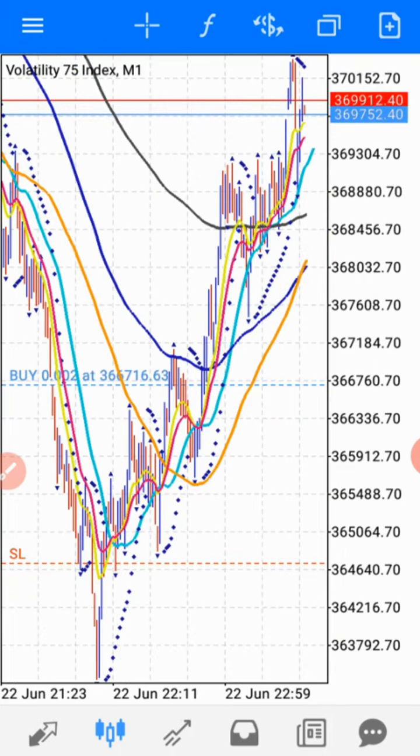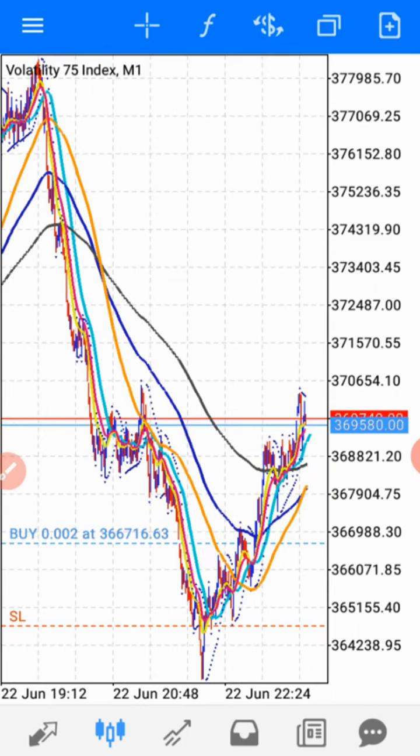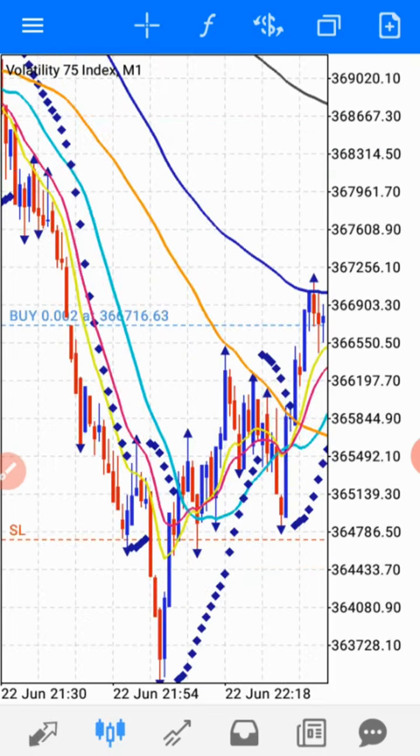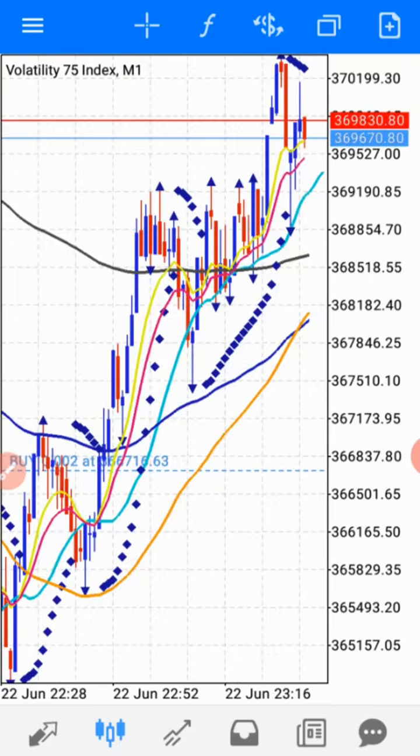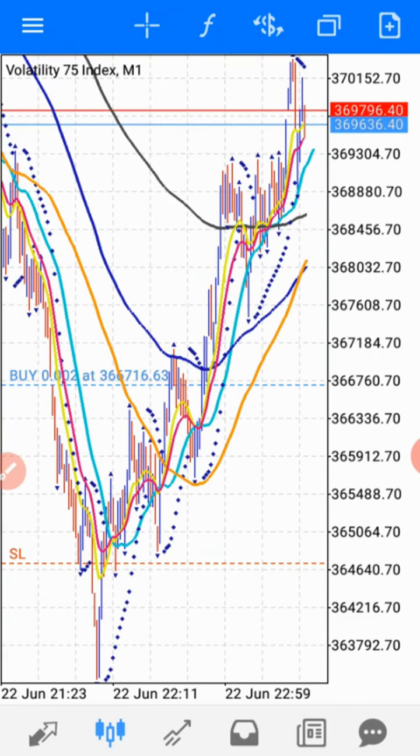See my fractals here. 370654, around there. So that line, see the fractals here, the fractals there. So by the time the price is going to cross this fractal, my parabolic SAR tells me the current trend that is happening, just like here.